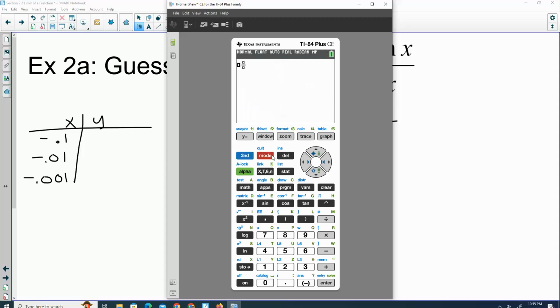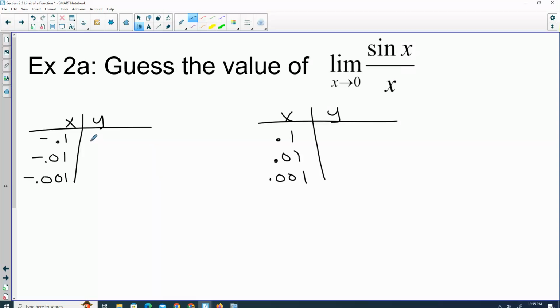Make sure it says radian. I like to check to make sure. Well, let's see. If we put in sine of negative 0.1 divided by negative 0.1, we get 0.9983.